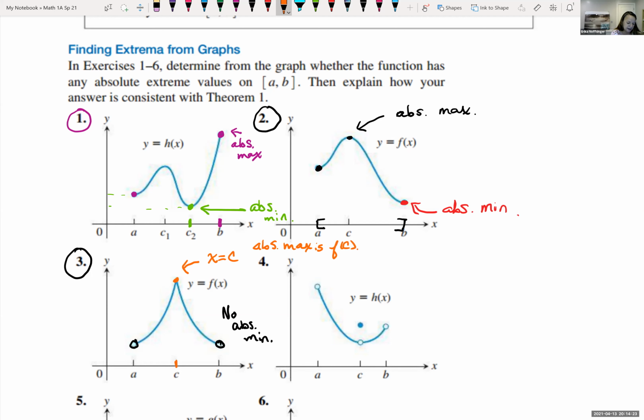When X is C. Notice here though, this is not differentiable. This is a sharp corner. So when we were taking the first derivative, we would find that at X equals C, the derivative wasn't defined.